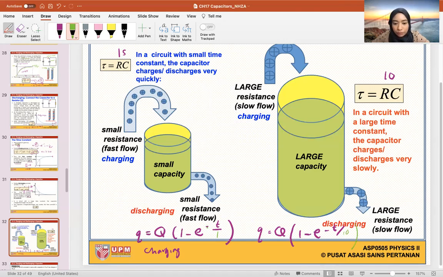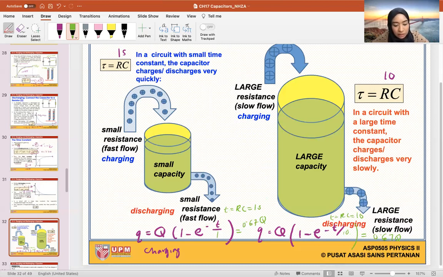So here, we know that when the time is equal to the time constant RC, or in this case 1, the charge is 0.67 of the maximum Q. Same here, if t is equal to RC, or in this case 10, the value of charge in the capacitor is 0.67 of the maximum charge that it can take. But in this case, it takes one second to reach 0.67 of the maximum charge, whereas in this second scenario, it takes 10 seconds to achieve 0.67 of the maximum charge.